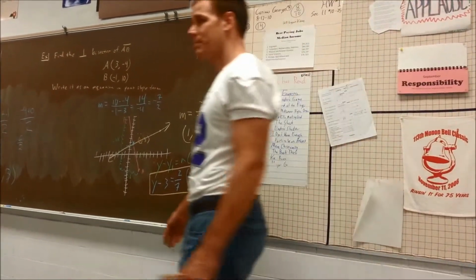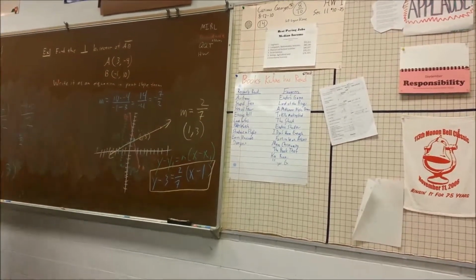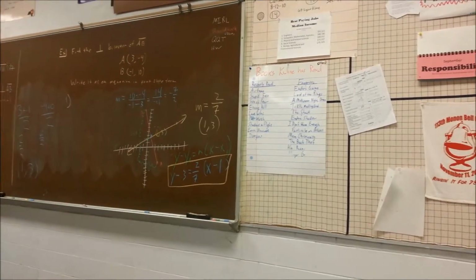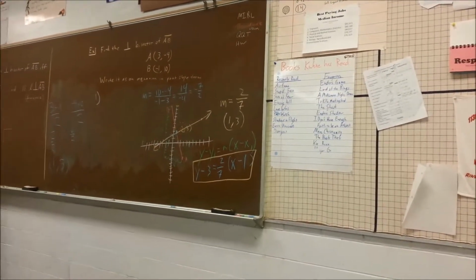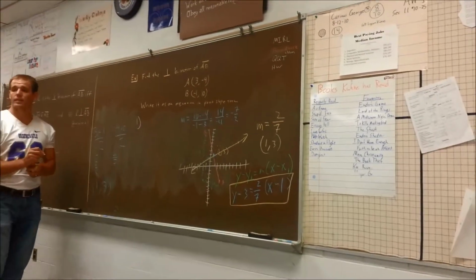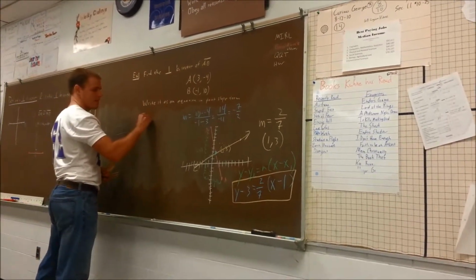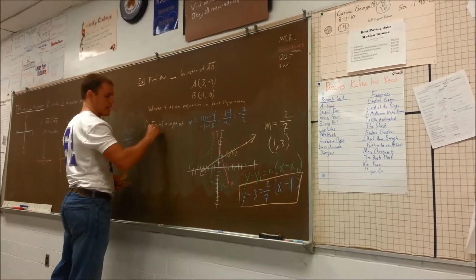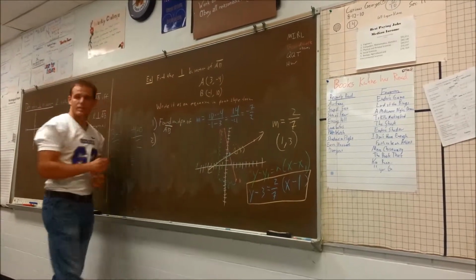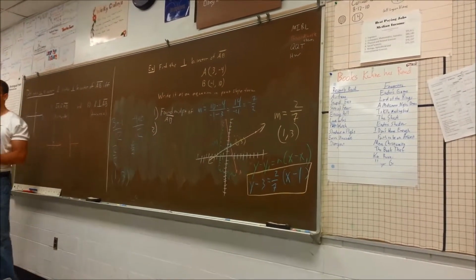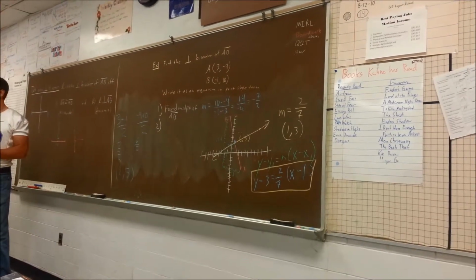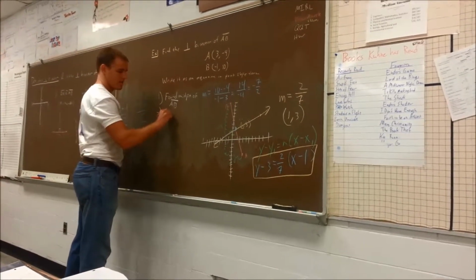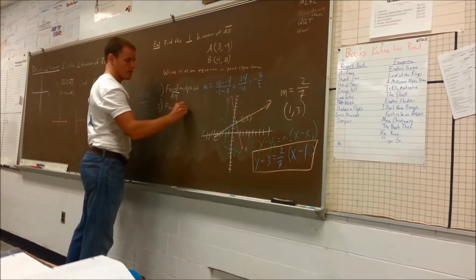So, would you like a step-by-step chart here? Would that help? All right, step number 1. What's the first thing we did? Shout it out, anybody. We found the midpoint of AB. Great. Step 2, what did we do next after we found the midpoint? Found the slope of AB.